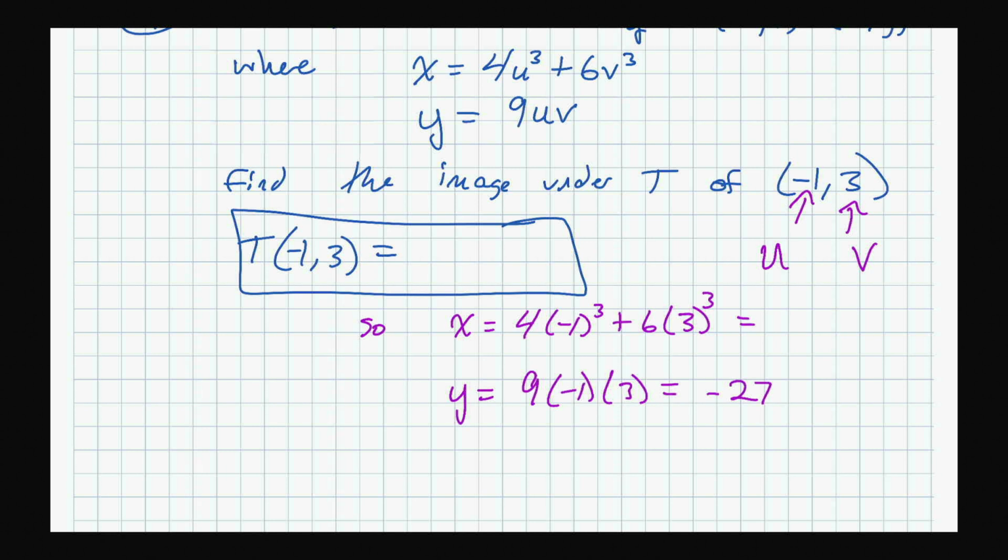9 times 3 to the 3. 6 times 3 to the 3. 162 minus 4, 158. So this is just 158, comma -27. And that's all you're doing there.